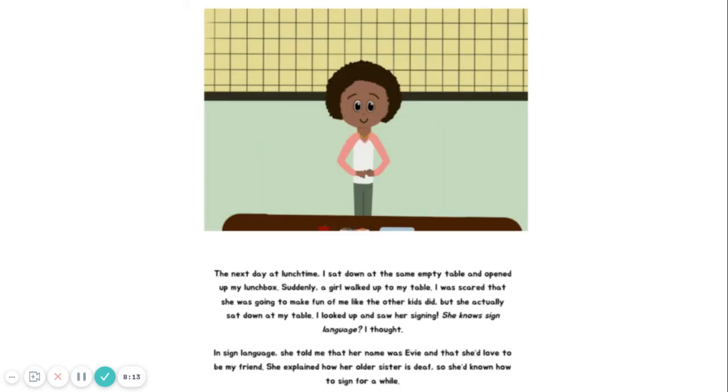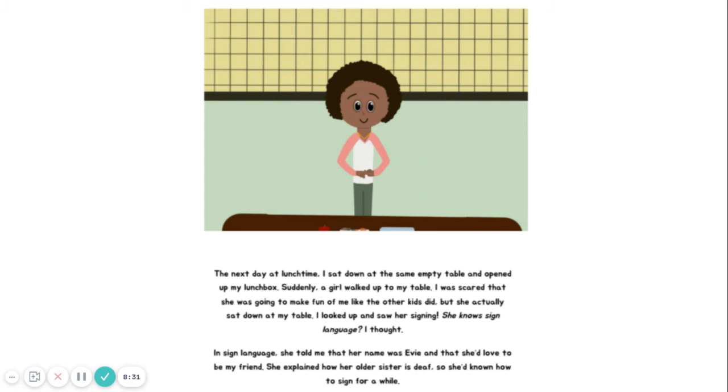The next day at lunchtime, I sat down at the same empty table and opened up my lunchbox. Suddenly, a girl walked up to my table. I was scared that she was going to make fun of me like the other kids did. But she actually sat down at my table. I looked up and saw her signing. She knows sign language? I thought.